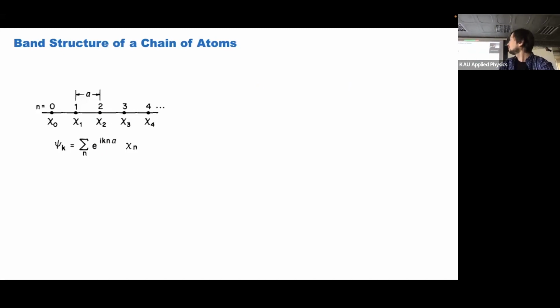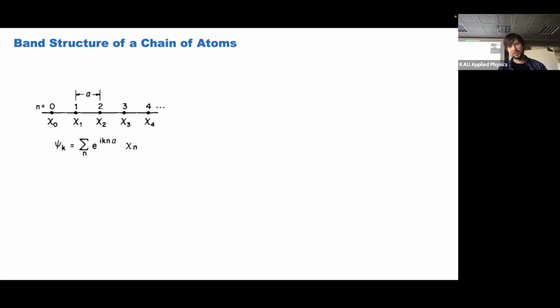So I will start. It's from Solids and Surfaces. I will start explaining what band structure is from an infinite chain of atoms. Let's assume that we have this chain of atoms 0, 1, 2, 3, and so on to infinity. For each atom, we know some state: chi 0, chi 1, chi 2, and so on. The distance between these atoms will be a. So just a very simple case. And what wave function will be for this system?